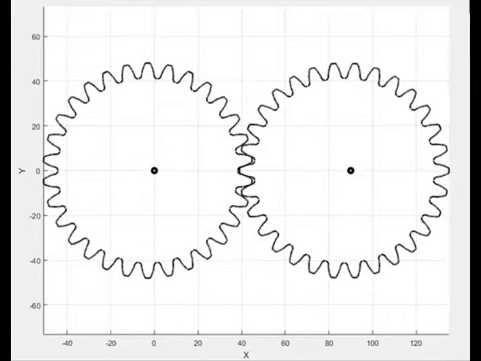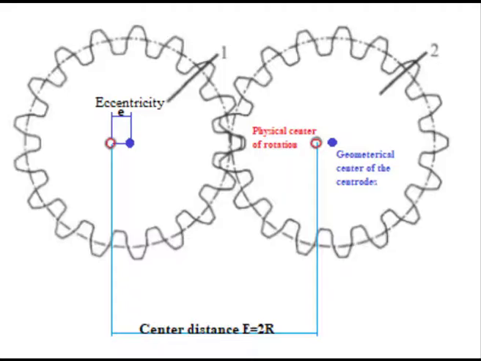Here both centroids of the gears of the gear set are identical, which are circles, but the center of rotation is not the geometrical center of the circle. Designing the eccentric gears is very easy. Just choose the eccentricity value, which mustn't be big, and the gears will mesh well.